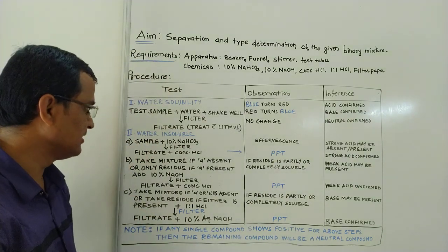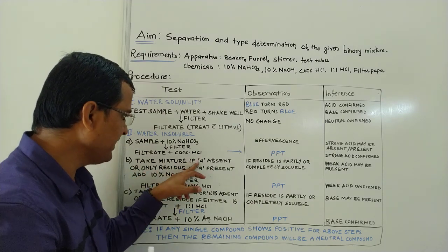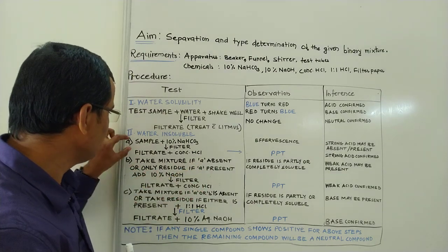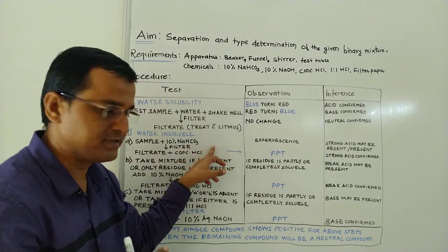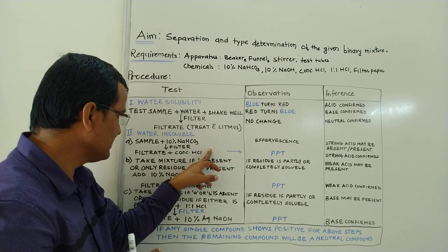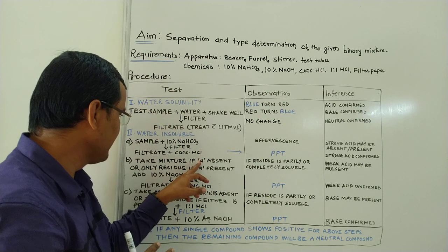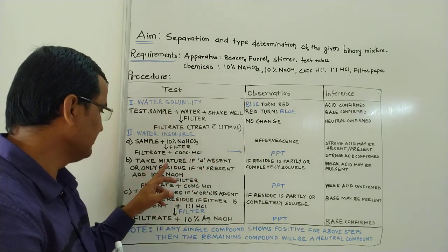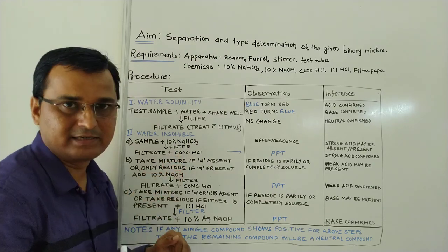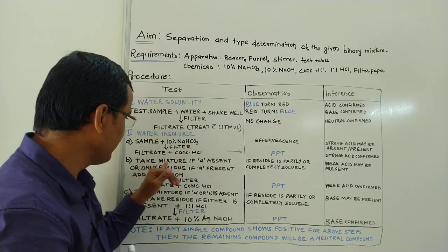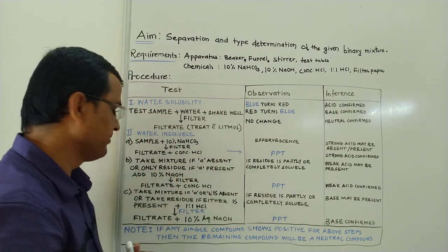Next, come to the second type of test. Take a mixture if A is absent. So here we come to the conclusion that this compound may be present or may be absent. If the compound in step A is absent, take the mixture, and if A is present, just take the residue.